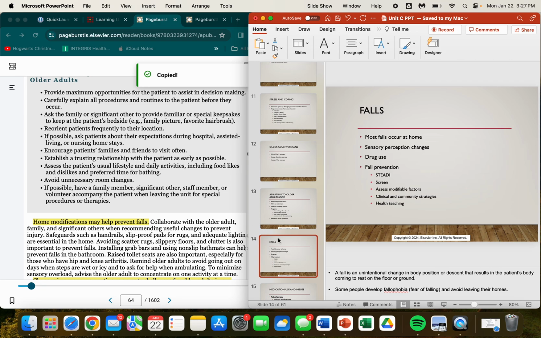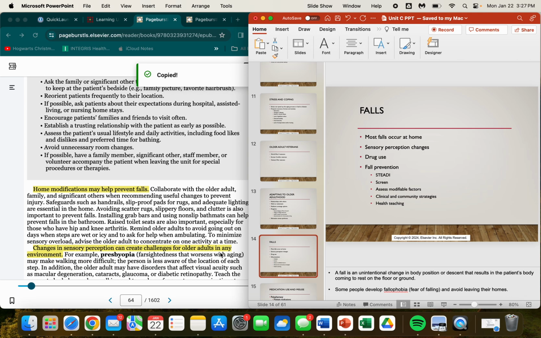A lot of the ways we can do this is to modify the home to help prevent falls. That includes moving rugs, installing grab bars, putting down non-slip bath mats, raising toilet seats. Those are all environmental modifications that could potentially help reduce falls in the home. That also includes maybe installing a ramp outside.